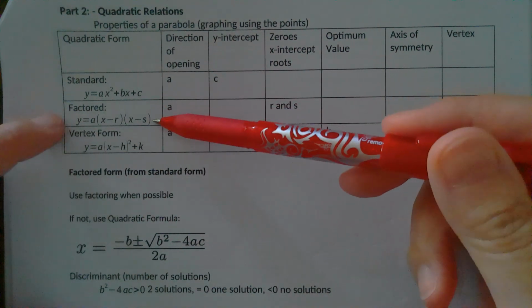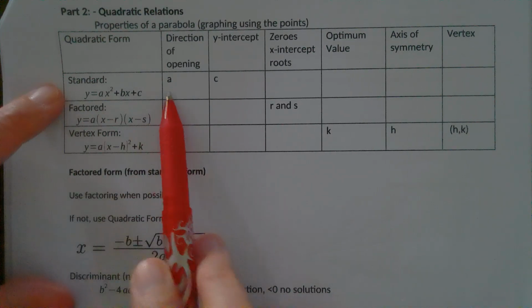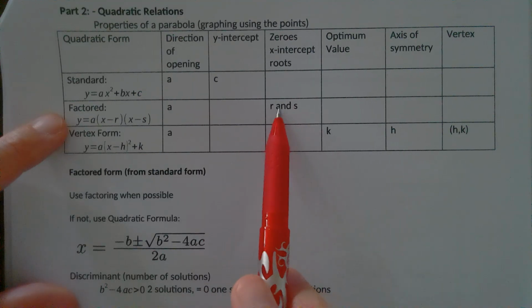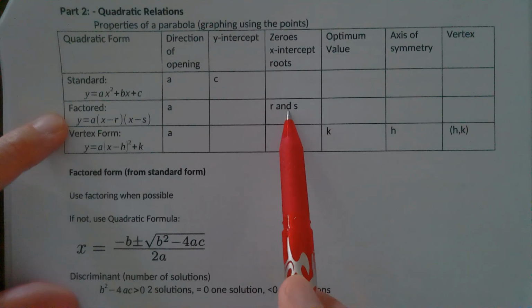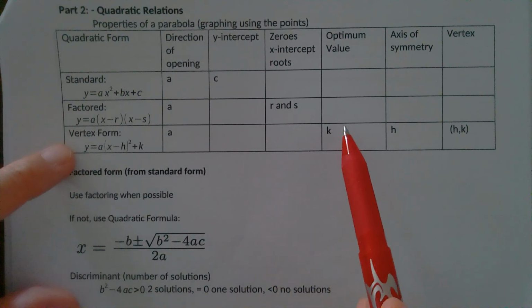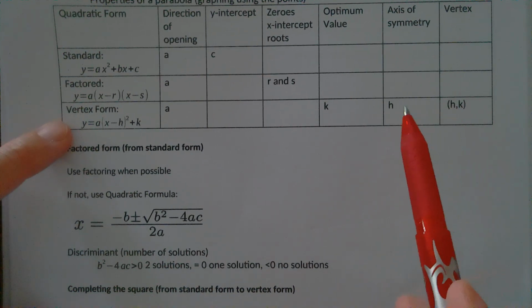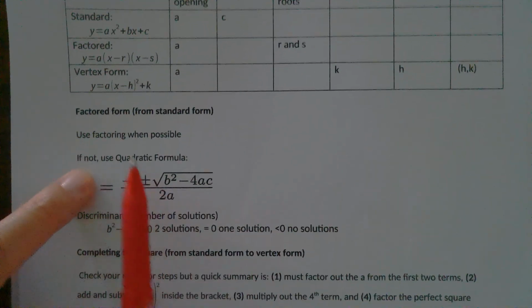Standard form, factored form, vertex form. All right, this is a nice little summary that tells you what each form gives you. So standard form tells you your y-intercept. Factored form tells you your x-intercepts or zeros or roots, just all means the same thing. And then vertex form, guess what? It tells you the vertex. And then it also tells you your maximum or minimum.